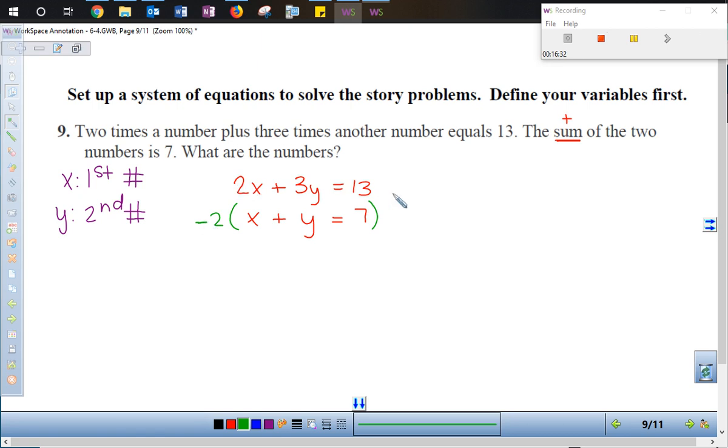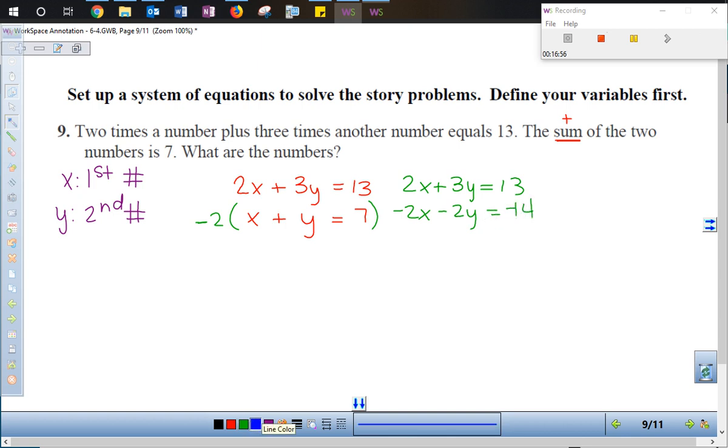Now when I do that, my top equation doesn't change. I'm going to bring that straight over. 2x plus 3y equals 13. My bottom equation, though, needs to be multiplied by negative 2. So negative 2 times x is negative 2x. Negative 2 times y is negative 2y. And negative 2 times 7 is negative 14.